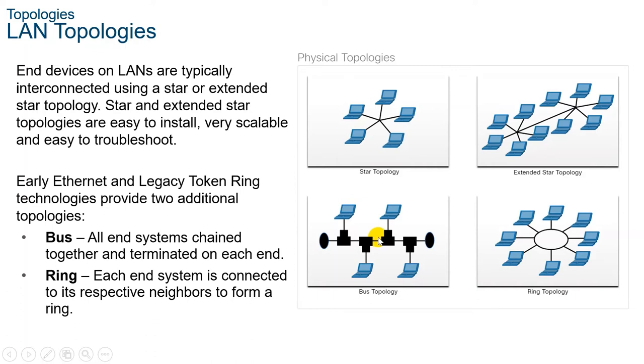All right, the next one is the ring topology. End systems are connected to their respective neighbor, forming a ring, as you can see here. The ring does not need to be terminated, unlike in the bus topology, where we do terminate the end nodes or end connections. Legacy fiber distributed data interface, or FDDI, and token ring networks used ring topologies. Now the figures illustrate how end devices are interconnected on the LAN. It is common for a straight line in networking graphics to represent an Ethernet LAN, including a simple star and an extended star.